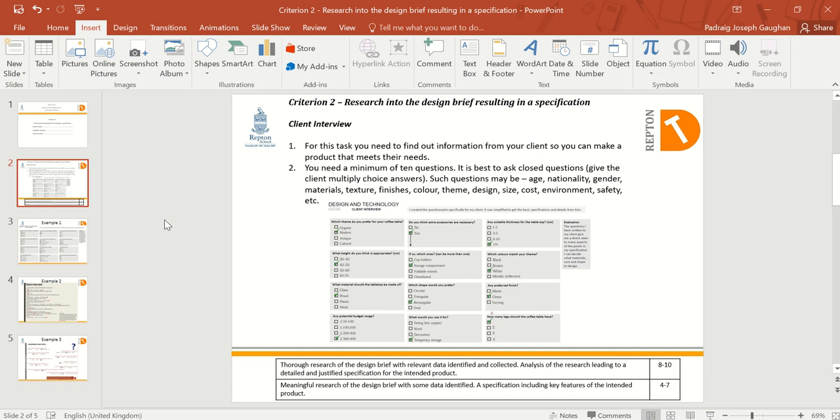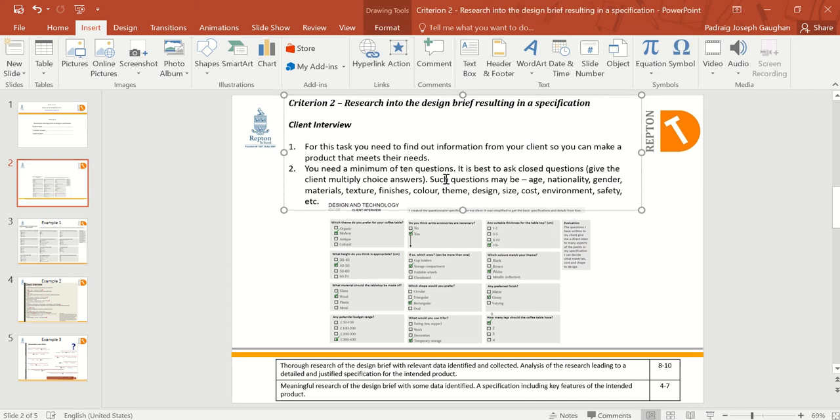So you've got two different types of questions. These would all here be closed questions. You give the client an option of different things, and they would tick the one that is relevant to them. So you need 10 questions. There's loads of different things you can ask.